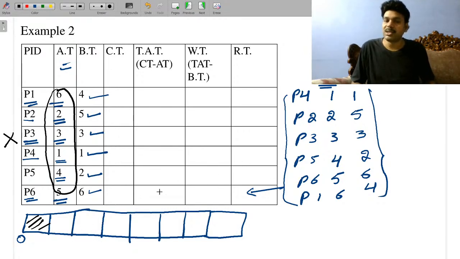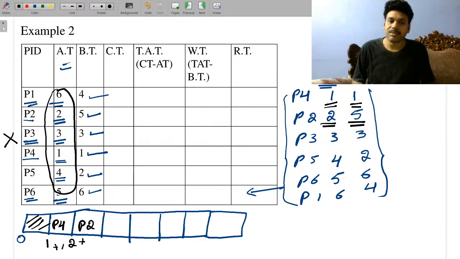So at 0 nobody is there, so the CPU is idle. At 1, who is there? Arrival time 1. P4 is there. Execute P4 with 1 unit of time. It is 2. Arrival time 2: P2 has entered. It requires 5 units of time, so by 7 it got completed. Next P3, it's already in the queue. Use 3 units of time. By 10 it is completed.